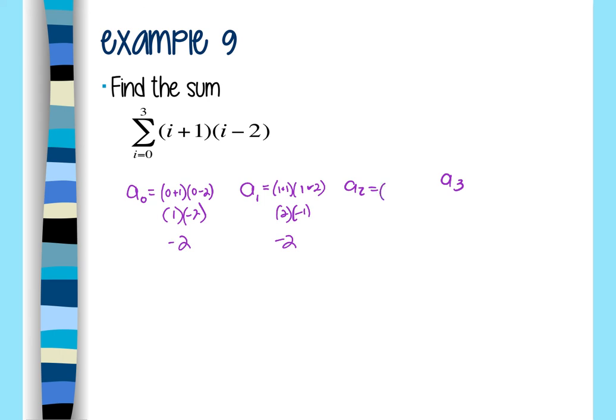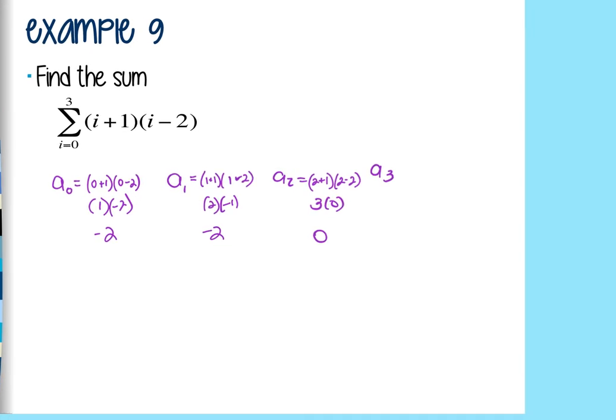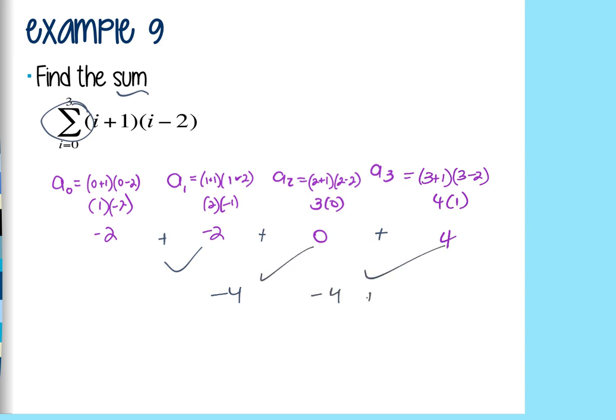2 plus 1 times 2 minus 2, 3 times 0, which is 0. And 3 plus 1 times 3 minus 2, 4 times 1, which is 4. Now, those are the terms in the sequence. We are finding the sum of them. That's what that E means, so I have to add these together at the end. Negative 2 and negative 2 is negative 4, plus 0 stays negative 4, plus 4 becomes 0. So the summation of that series, or that sequence, is 0.